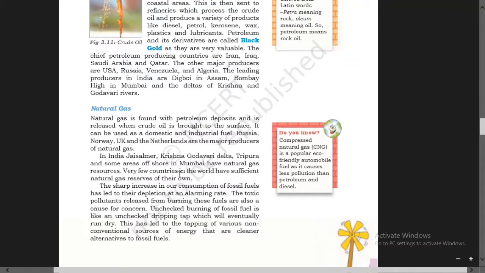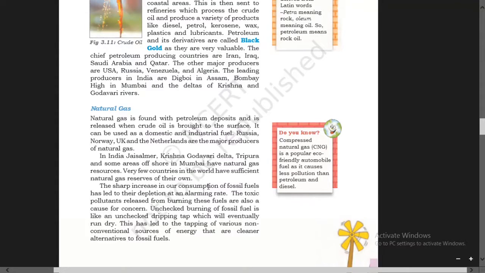Very few countries in the world have sufficient natural gas reserves of their own. So, very few countries in the world are self-sufficient in natural gas.